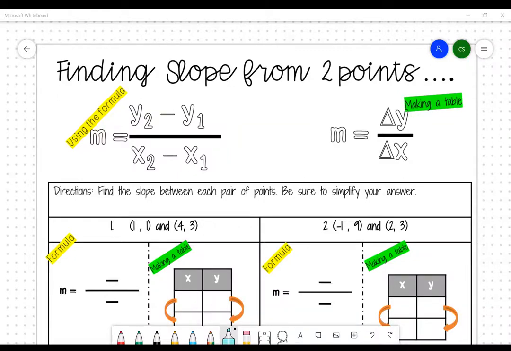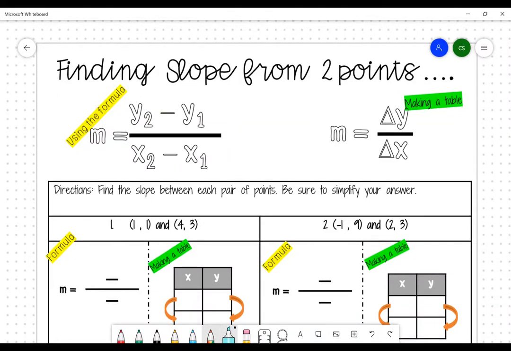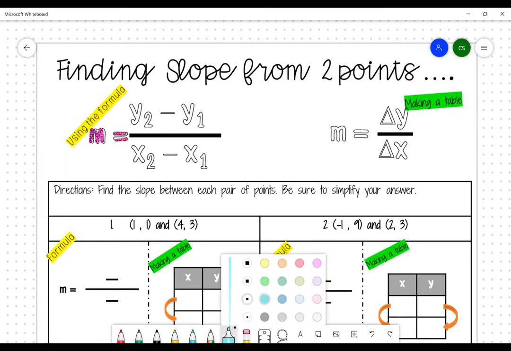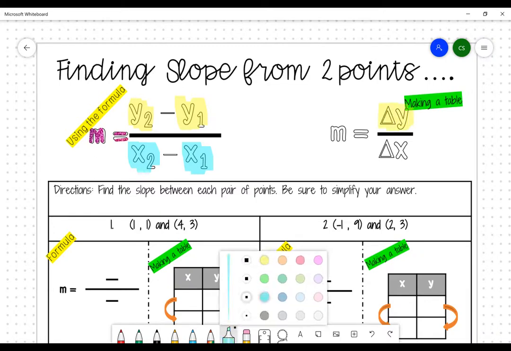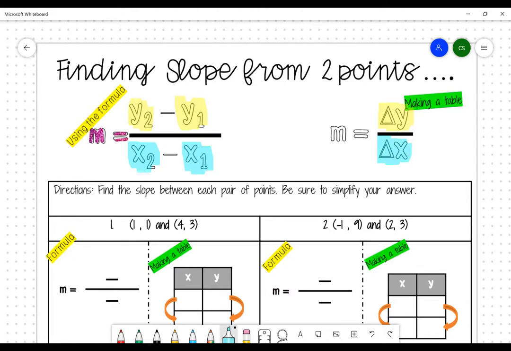All right, today we are finding the slope from 2 points. In our previous lesson, we learned how to find the slope from a graph, aka our rise over run. So we know that m is a symbol for slope, and we can find it by using 2 points on a graph, like (1, 1) and (4, 3), by subtracting our second y value from our first y value and our second x value from our first x value. Basically, we're finding the change in y, aka my rise, over the change in x, aka my run.